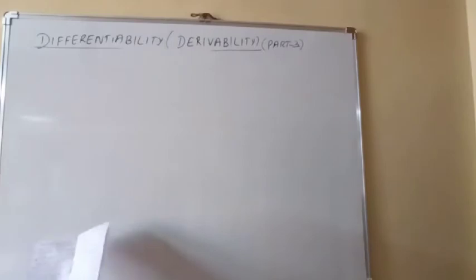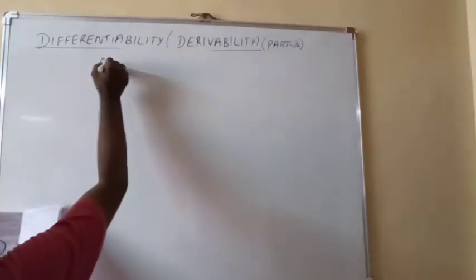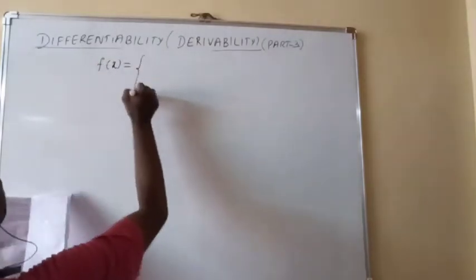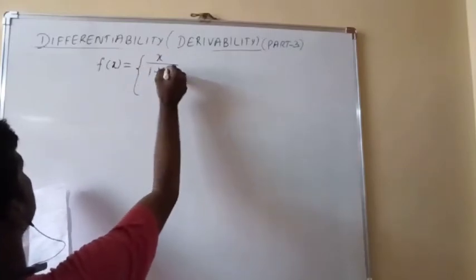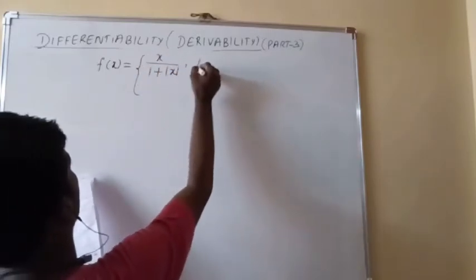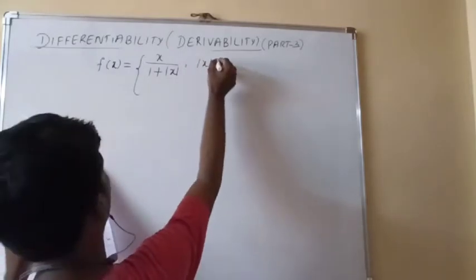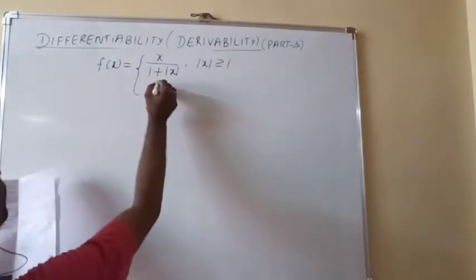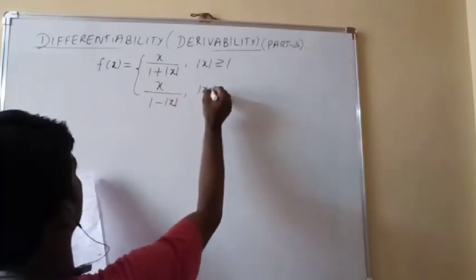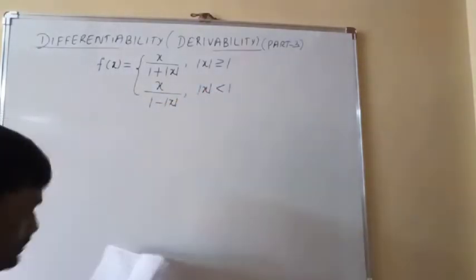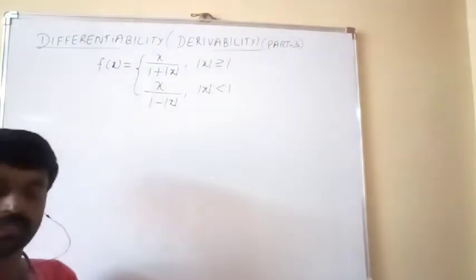So you try this problem. Find the domain of f dash x. Given f of x is x by 1 plus mod x when mod x is greater than or equal to 1, and x by 1 minus mod x when mod x is less than 1.